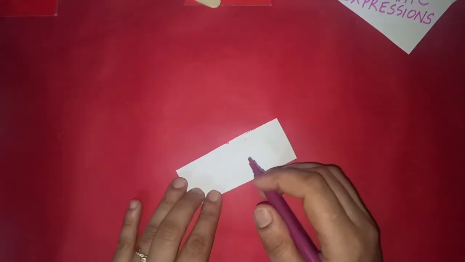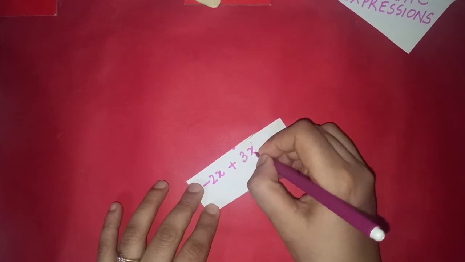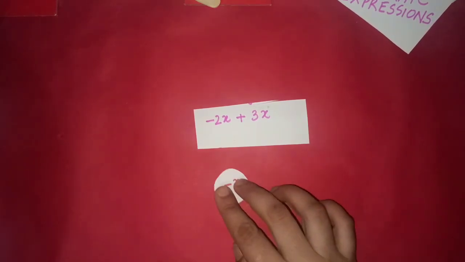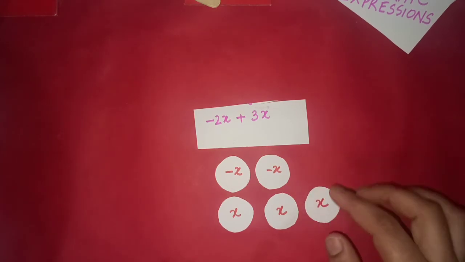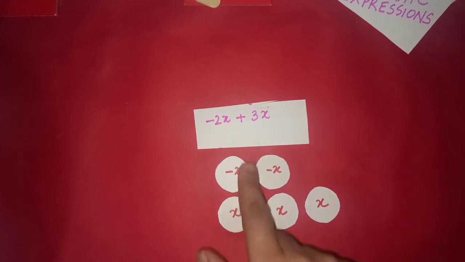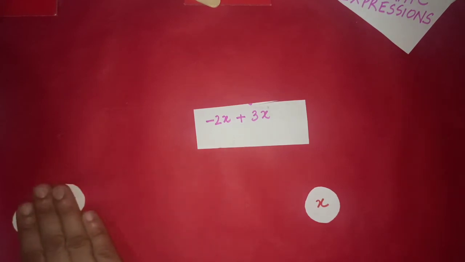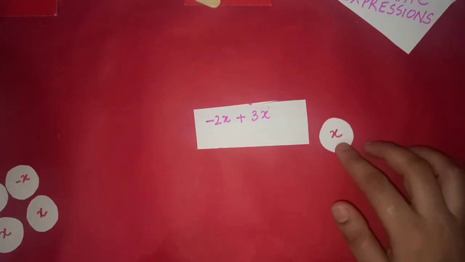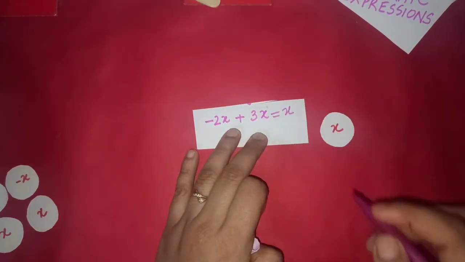Let us now look at another expression, which is negative 2x plus 3x. Okay. So for negative 2x, I need this. This is negative 2x plus positive 3x. So again I can see a 0 pair and another 0 pair. So I can safely take them away because these are zeros. And I'm left with only 1x. So my answer is x.